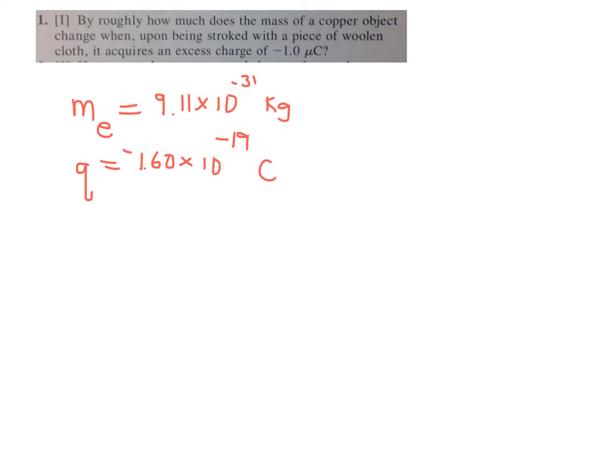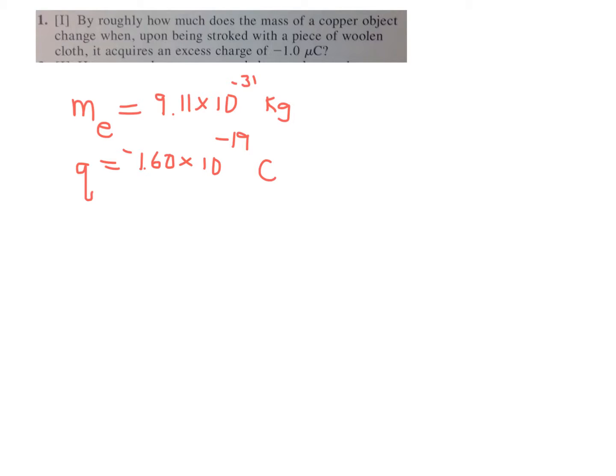Day 20, page 622, problem number 1. How much does the mass of a copper object change under these conditions? It doesn't matter what type of material the object is made out of. This is essentially a problem where you just have to think about it and divide a couple numbers.